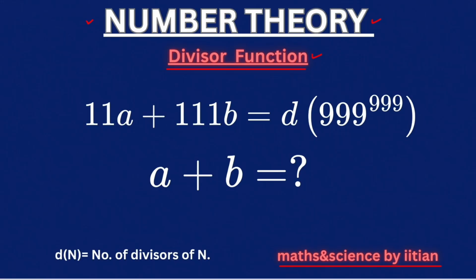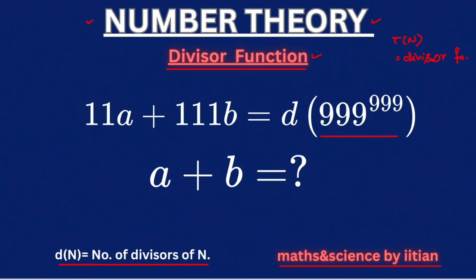A divisor function is a function that denotes the number of divisors of n. D(n) is equal to the number of divisors of n. This can also be denoted as tau(n). That is the divisor function: the number of divisors of an integer n.